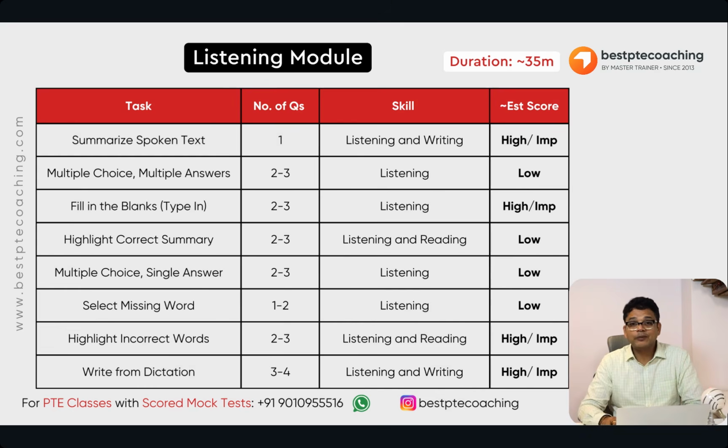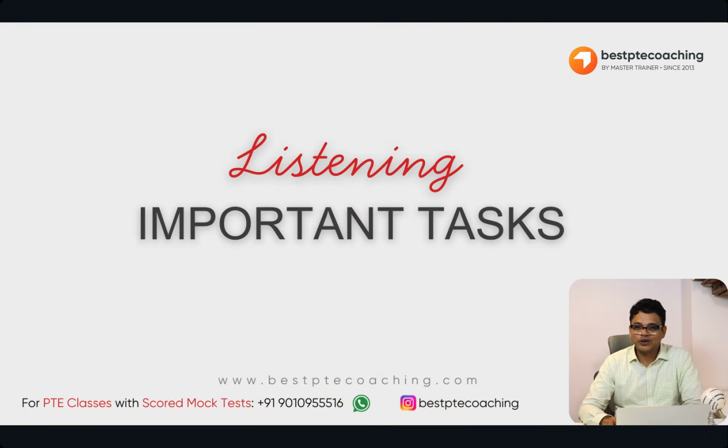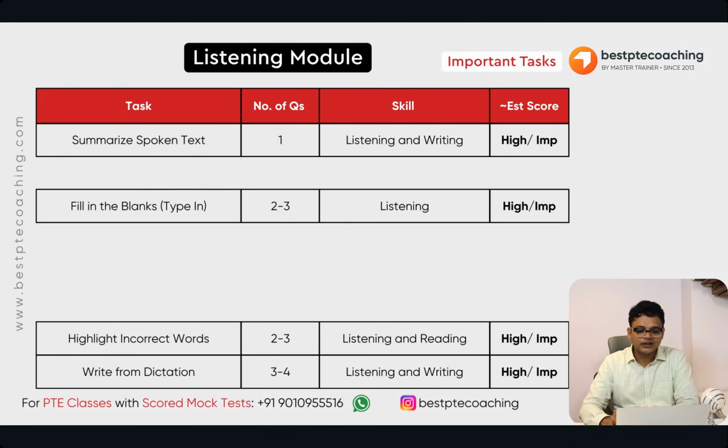But before getting there, look at the important tasks from listening module so that you can declutter things and you can only focus on the stuff that is important. Summarize spoken text, important. Fill in the blanks, important. Highlight incorrect words, important. Write from dictation, important. So these are the 4 tasks that can make or break your listening score as far as the historical information is concerned.